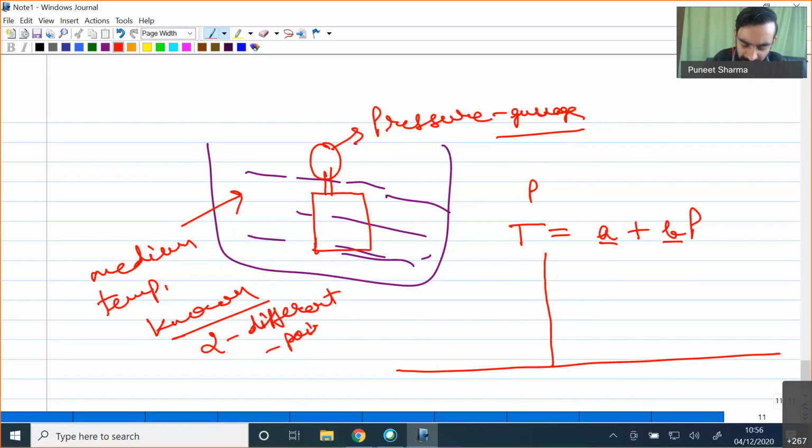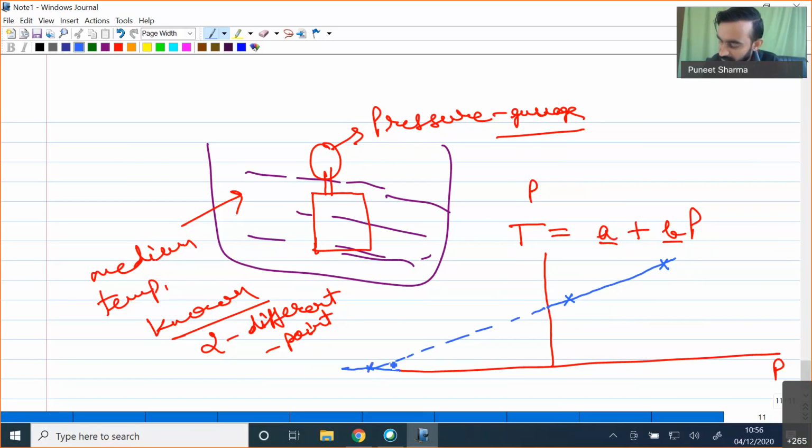For example, one I can take as my ice point, and another as my steam point. Now if I plot the relationship between temperature and pressure, let us consider that at one point I have got some experimental point over here, and for the other situation I have got the experimental point somewhere over here. Now I'll join these two experimental points, and with the help of these two points I can determine the values of A and B.